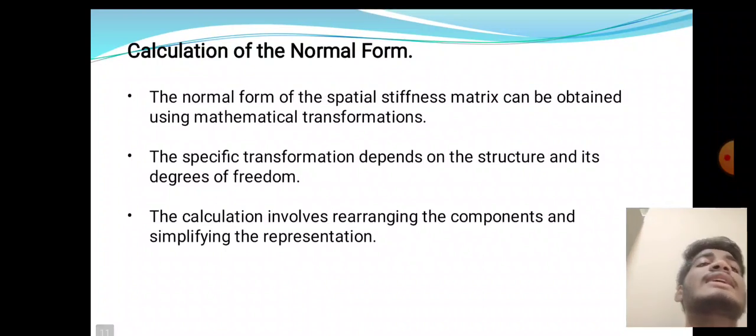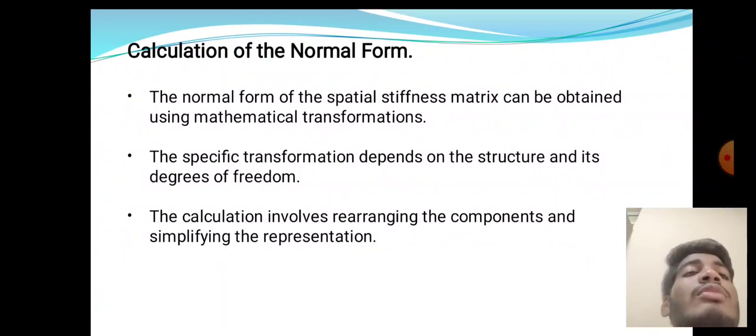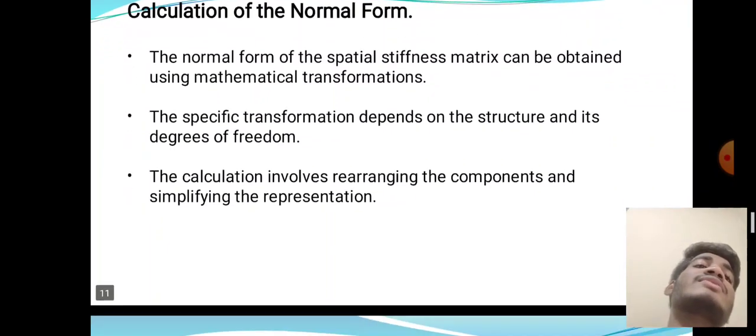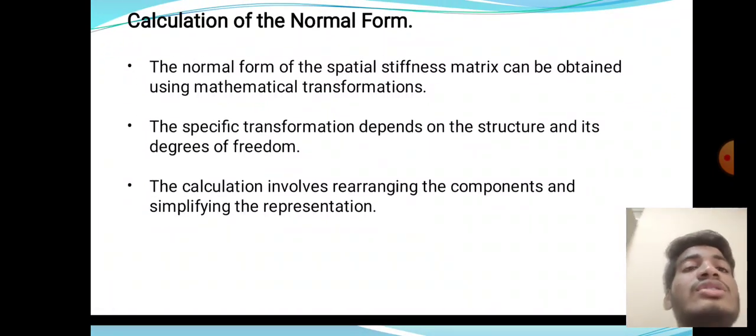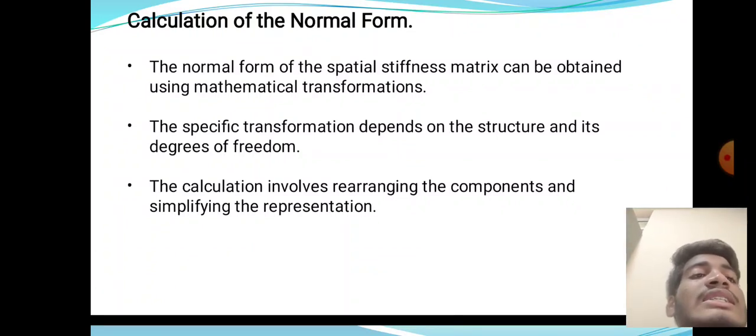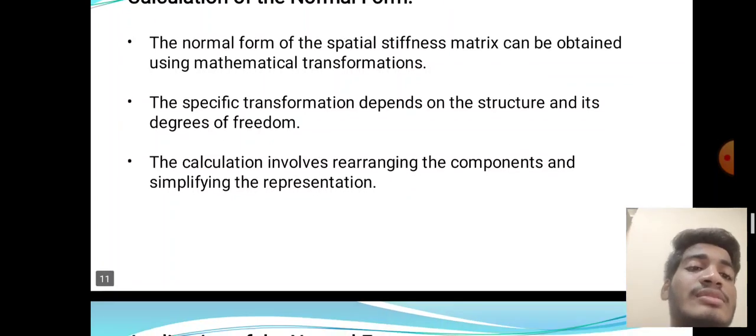Then what are the calculations of the normal form? The normal form of the spatial stiffness matrix can be obtained using mathematical transformations. The specific transformation depends on the structure and its degrees of freedom. The calculation involves rearranging the components and simplifying the representation.